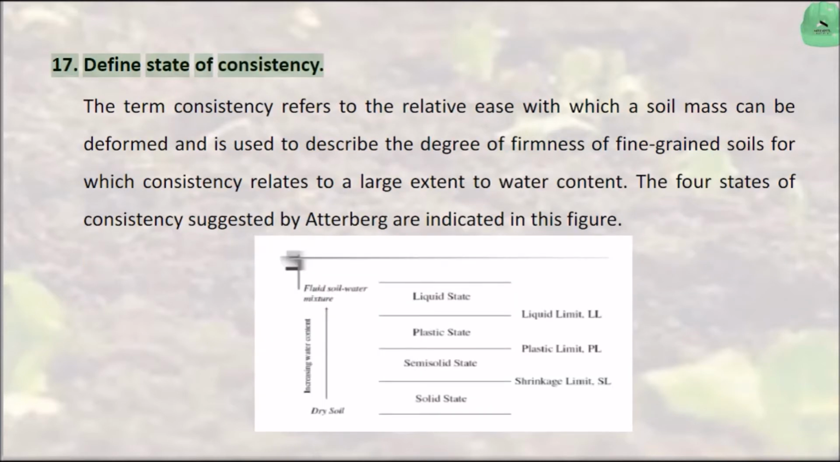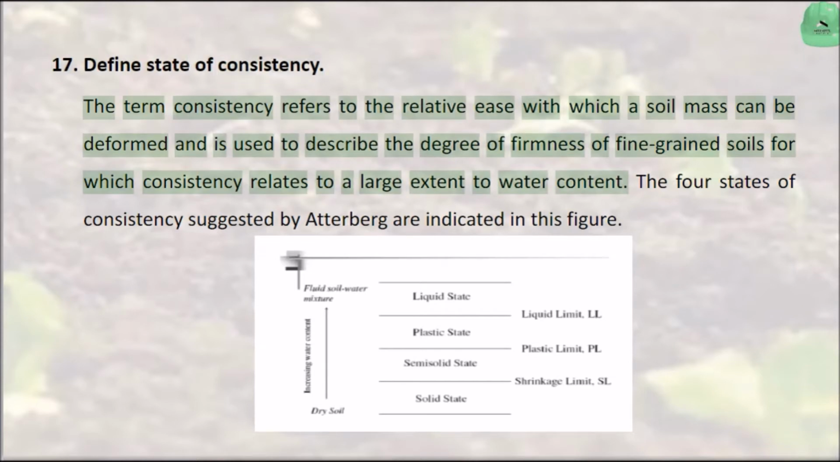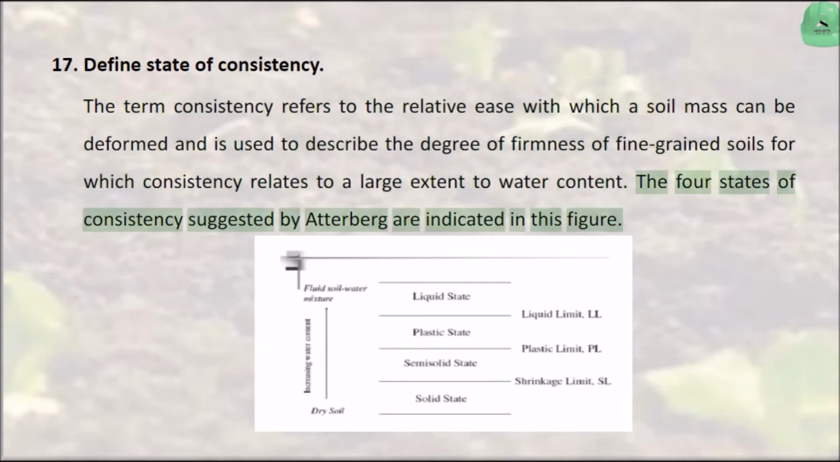Define state of consistency. The term consistency refers to the relative ease with which a soil mass can be deformed and is used to describe the degree of firmness of fine-grained soils, for which consistency relates to a large extent to water content. The four states of consistency suggested by Atterberg are indicated in this figure.